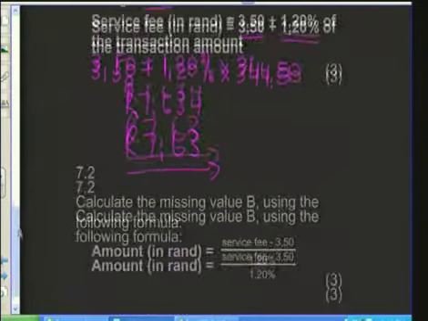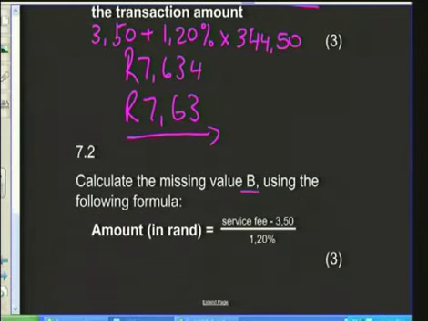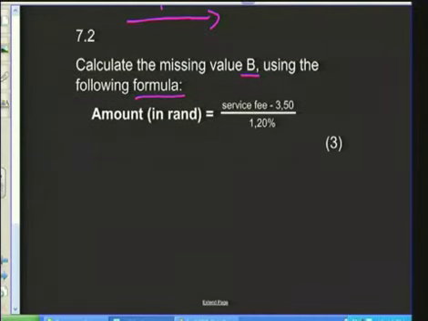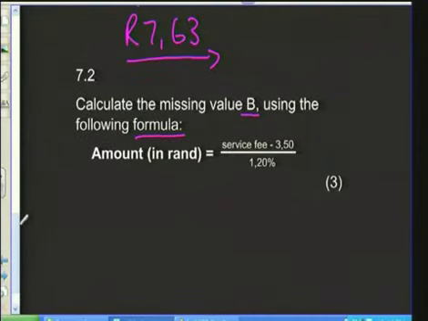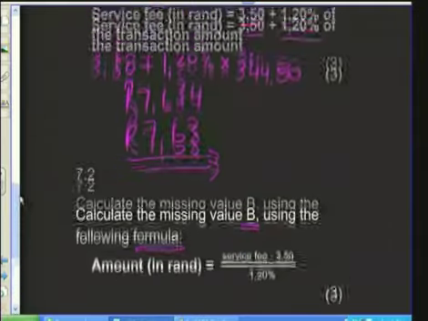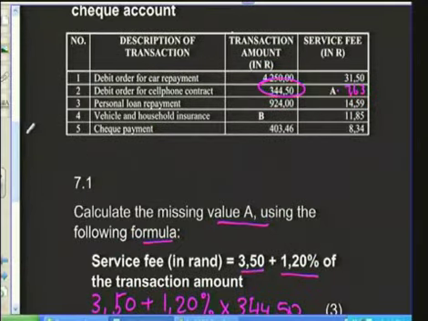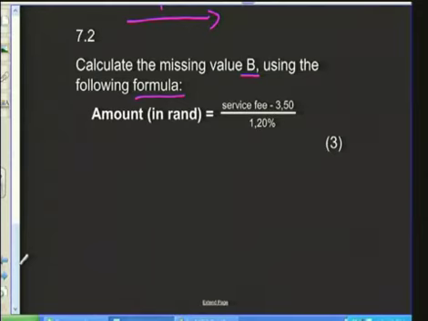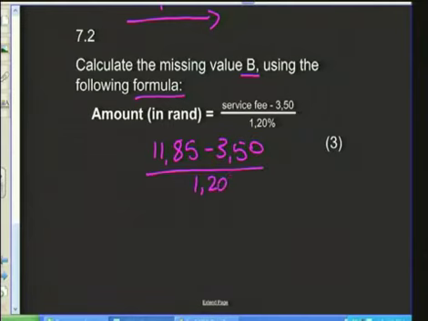Right. Now they want us to calculate the missing value of B using the following formula. So the amount in rands is the service fee minus 3 Rand 50 divided by 1,20%. So what have I got? My service fee was 11 Rand 85. So I'm going to get my amount is 11 Rand 85 minus 3 Rand 50 divided by 1,20%.